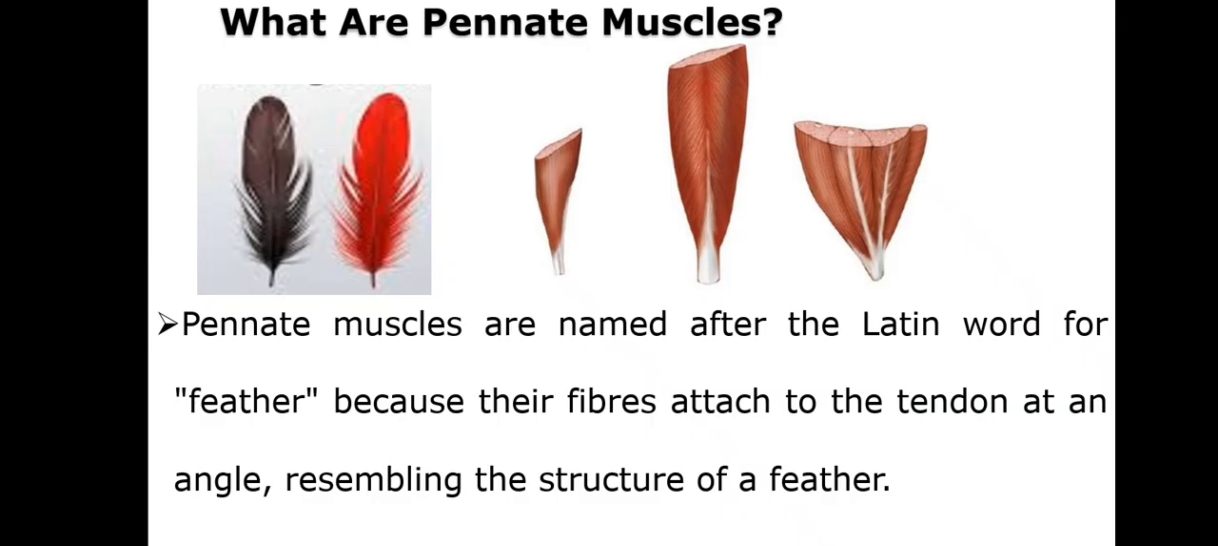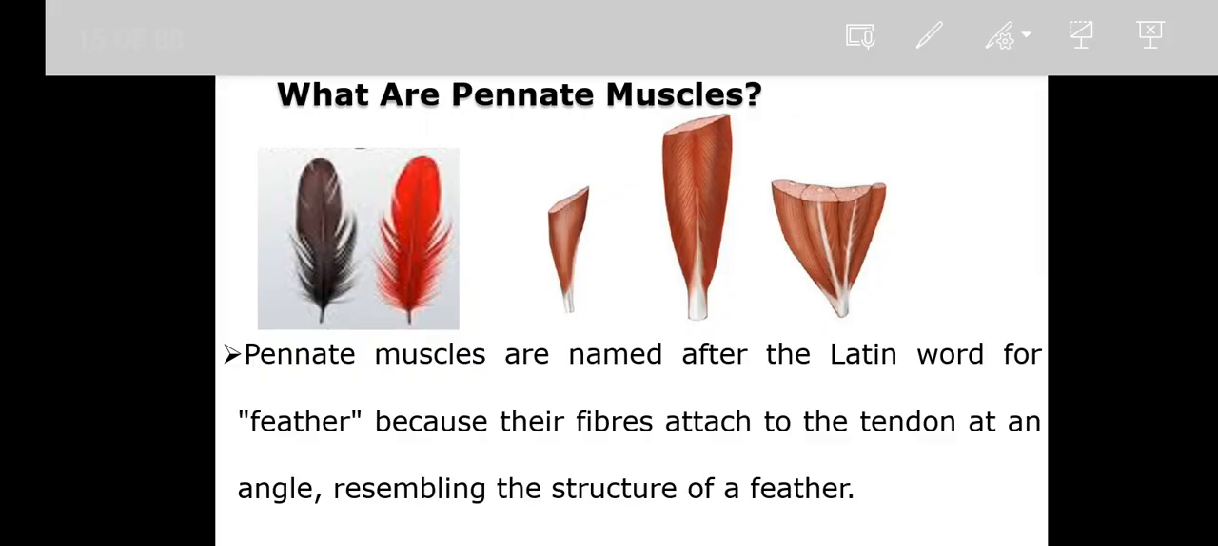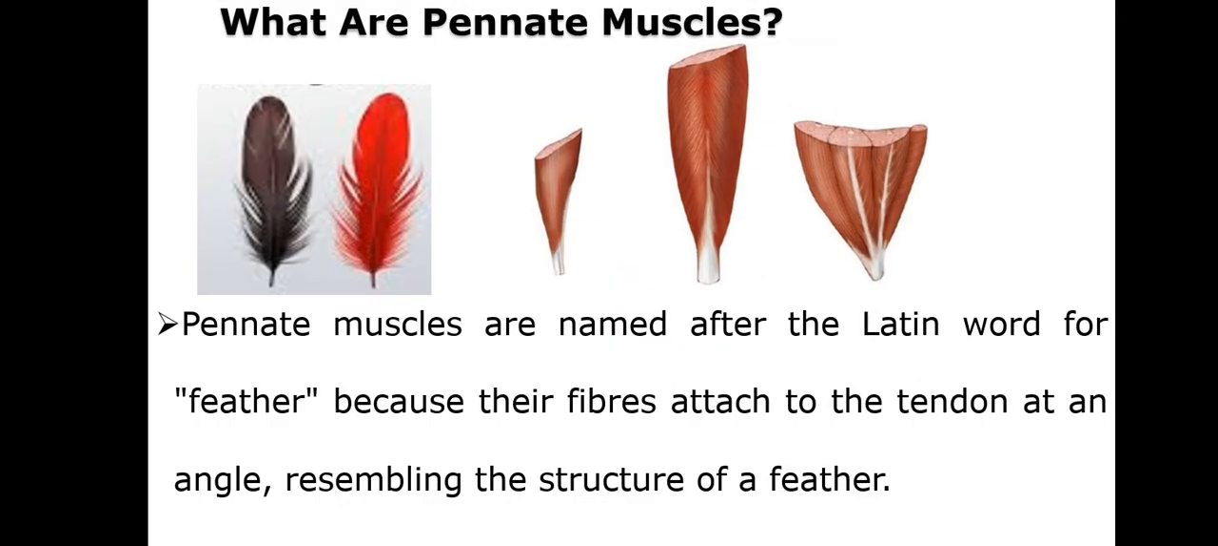Okay, so I'm showing you this particular feather here. A feather from a bird, any bird that you like, whether it's chicken, whatsoever type of bird that you like. Just think of these pennate muscles as being compared to the feathers of different birds. So this is the feather from a bird. When you ask what are pennate muscles, we're saying pennate muscles are named after the Latin word for feather, because they are fibers attached to the tendon at an angle resembling the structure of a feather.